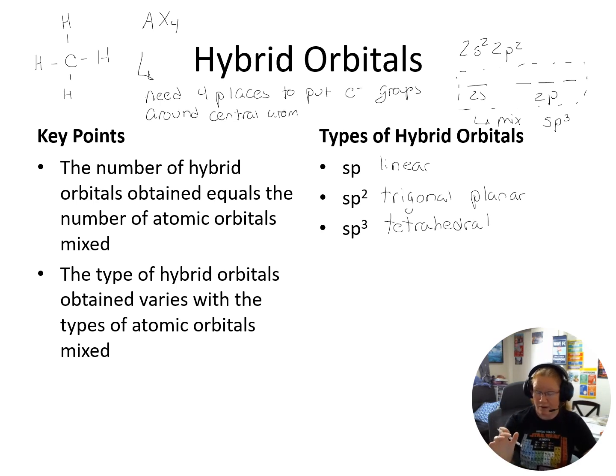In period 4, we fill the 3d orbitals, but the empty 4d orbitals exist. In period 5, we fill the 4d orbitals, but the empty 5d orbitals exist. So once we hit period 3, we always have an empty set of d orbitals.